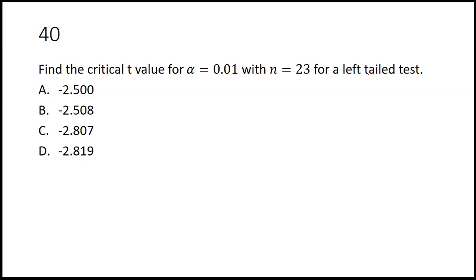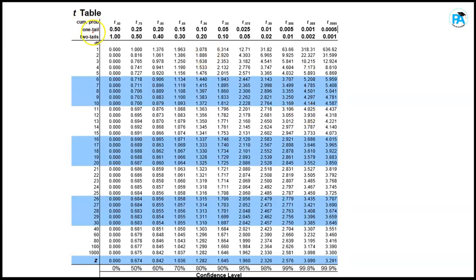Since this is one tail, just find the degree of freedom, df. Degree of freedom is n minus 1, 23 minus 1, that's 22. And your alpha is 0.01. At times they can give it to you as 1%, just convert it to decimal. Alpha is known as level of significance, 1%, so that's 0.01. So you go to where they've written one tail, and check for 0.01.